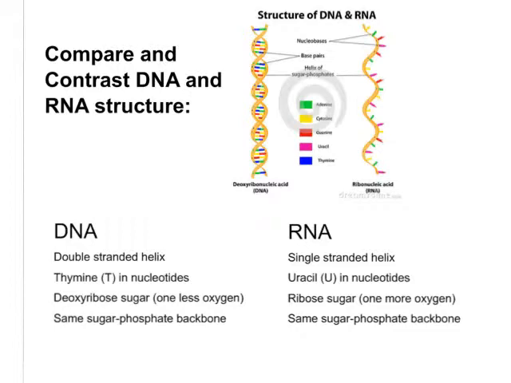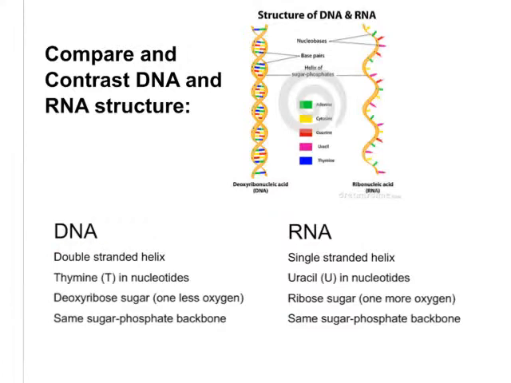So let's compare and contrast DNA and RNA structure. Here's just a different representation of what we've been talking about, the double-stranded DNA and the single-stranded RNA. And that's our first main difference that is very obvious. In DNA, we have a double-stranded helix. In RNA, it's only single-stranded. Also, thymine is present in the DNA nucleotides versus uracil in the RNA nucleotides.